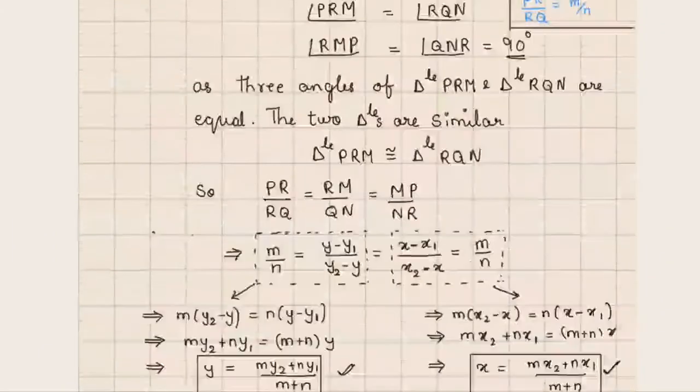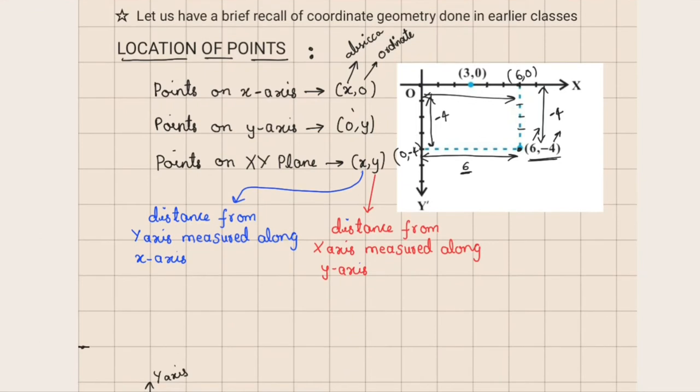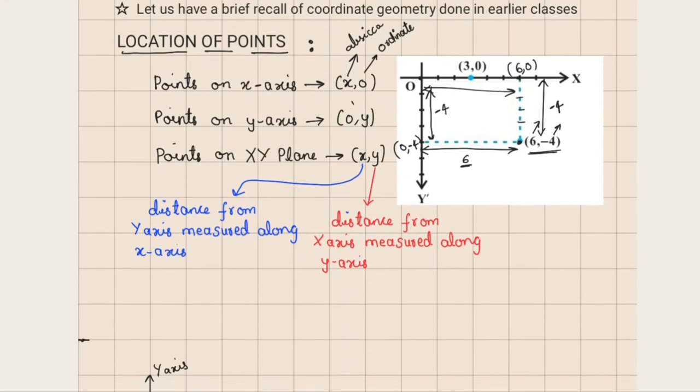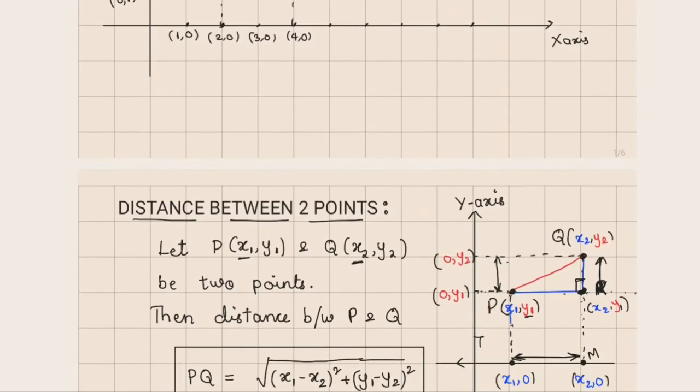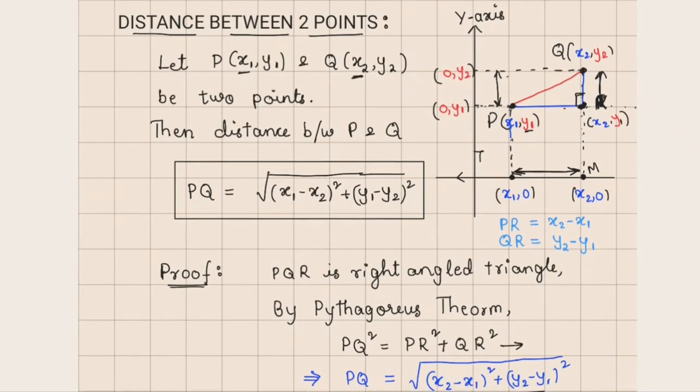In the previous lecture, we just recalled what we had done in the 10th standard coordinate geometry. First thing is location of points. We know how to locate a point on an xy plane. And the next thing is distance between 2 points. We also learned how we got this formula PQ from the Pythagoras theorem.